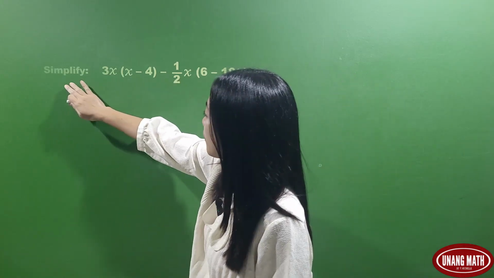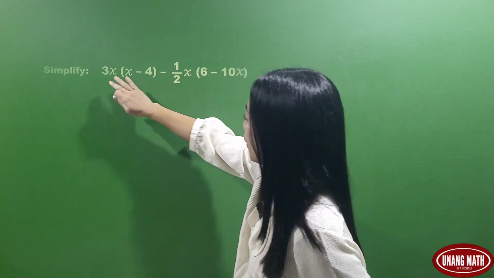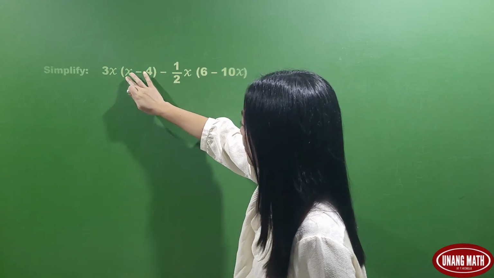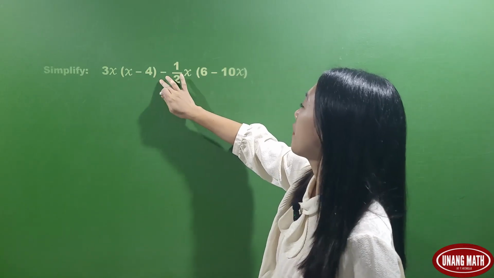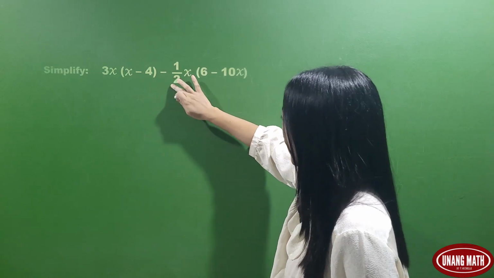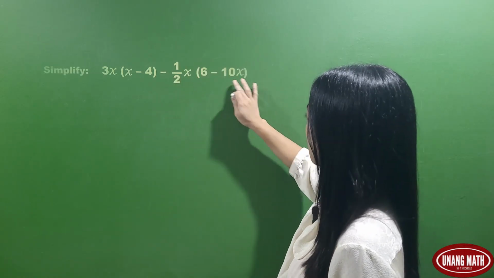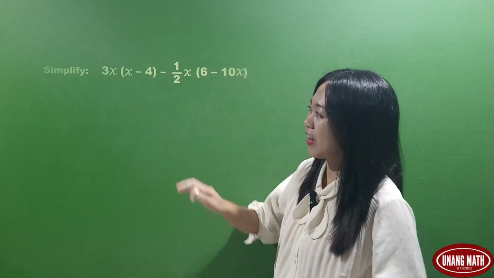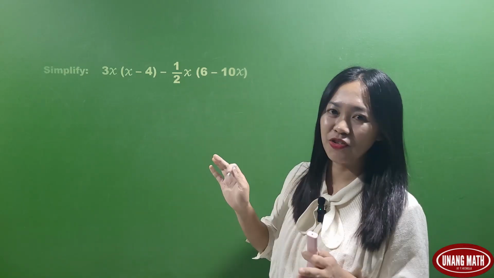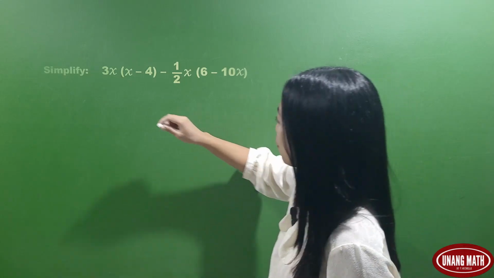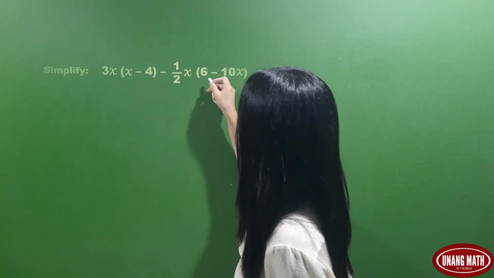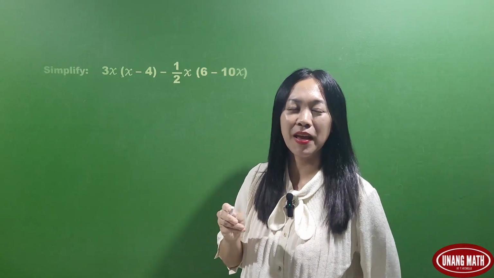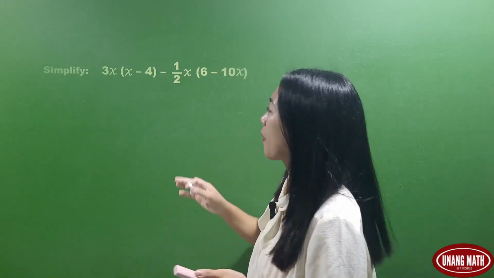Okay, we have to simplify this expression. 3x times this expression inside the parenthesis, x minus 4, minus 1 half x. We need to multiply this one to this expression, 6 minus 10x. Okay, to simplify this expression, the first thing we need to do is we have to remove these parentheses. And we can do that using distributive property.